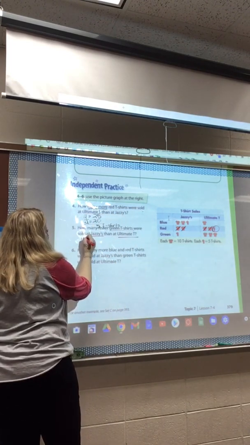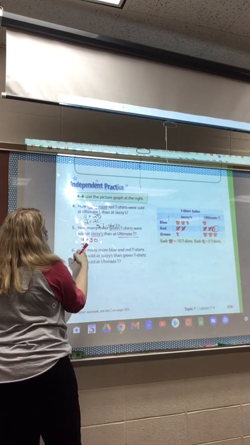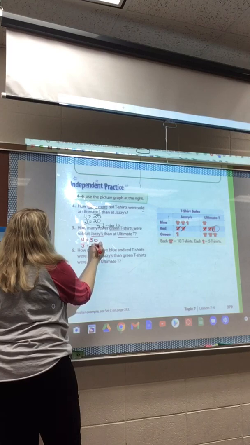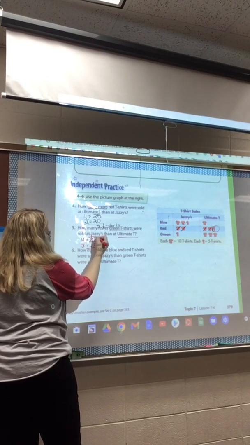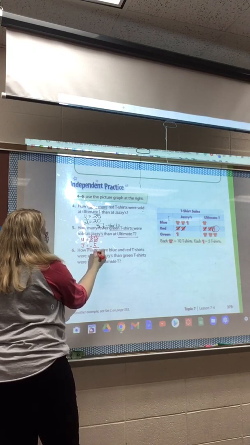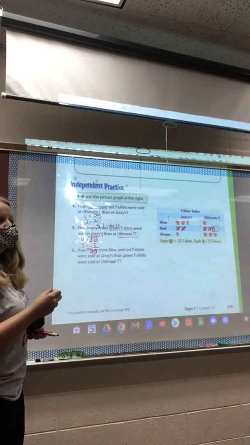So I can do that again. I can do U equals 30, and J, get it right this time, equals 5. And I can subtract it. And I can't take 0 from 5. So I regroup. This becomes 10. I get 25, right? Or I can look at my picture graph.